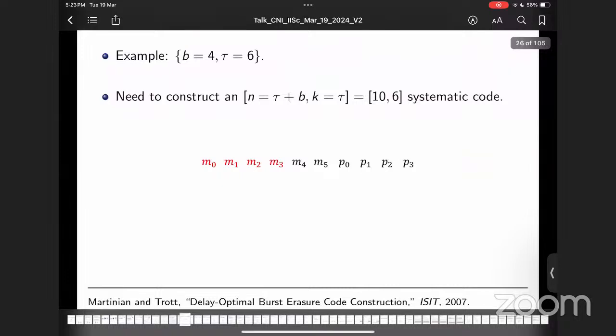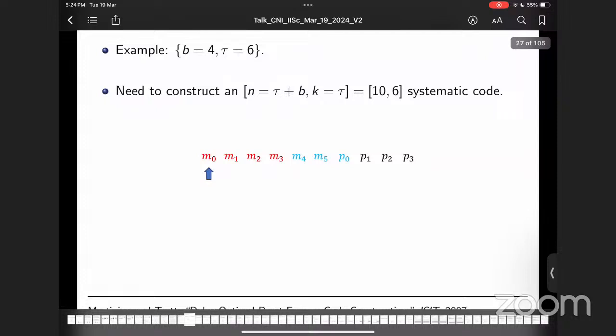So what are all the properties that we need out of this (10, 6) block code, so that once we do the diagonal embedding, it will become a streaming code for the setting as we have just described, right? So let's say this is a code word: M0, M1, M2, M3, M4, M5, and you have the 4 parity bits. And now, since I'm considering the parameters b equal to 4 and tau equal to 6, let's assume a burst of size b equal to 4, which is wiping out the initial 4 code symbols of this code word.